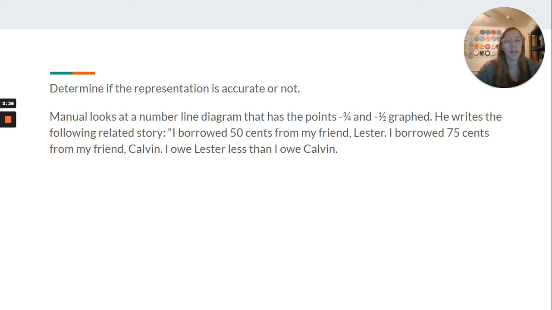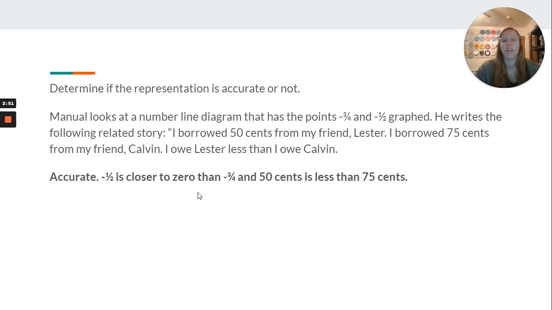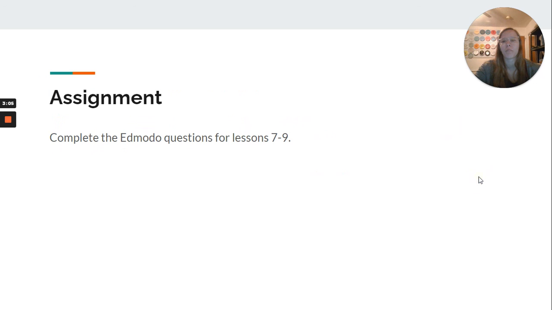This one could be tricky because -1/2 is a bigger number than -3/4. However, he is talking about how much he owes them. So 50 cents is closer to 0. So he owes Lester less than he owes Calvin, even though -1/2 is a bigger number than -3/4. Okay, so just take a second and look at that again. Rewind the video if you need to.